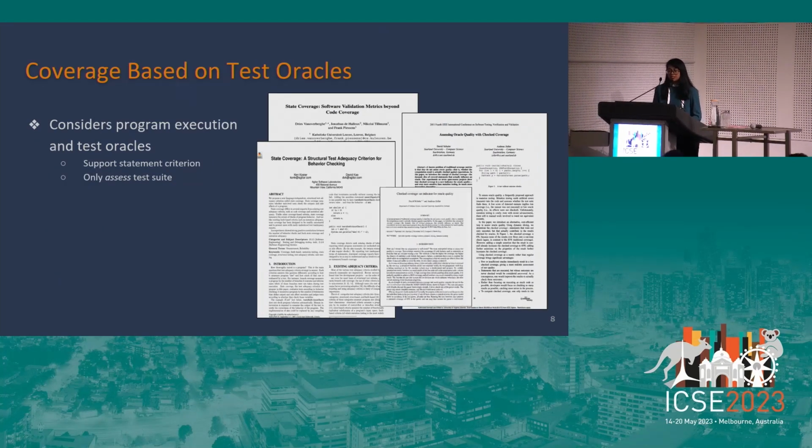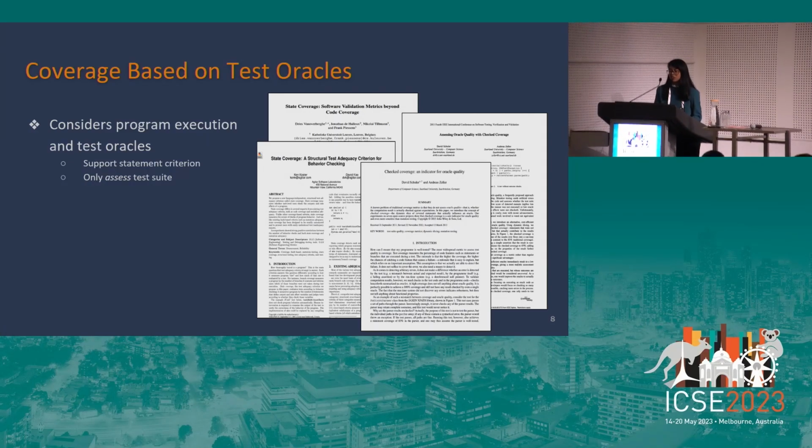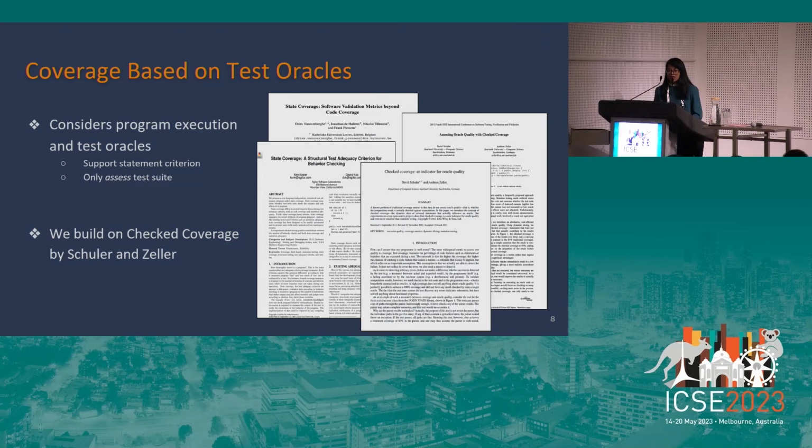Therefore, to overcome the limitation of traditional code coverage and to incorporate test oracles, researchers proposed structural code coverage based on test oracles. Checked coverage and state coverage are noteworthy. Previous oracle-based metrics support mostly statement coverage criterion and are only used for the sole purpose of assessing the test suite. Our research is built on checked coverage proposed by David Schuler and Andreas Zeller, and we showed that it is possible to extend this notion of oracle-based coverage for stronger coverage criteria. Those are highly recommended for testing safety-critical systems.